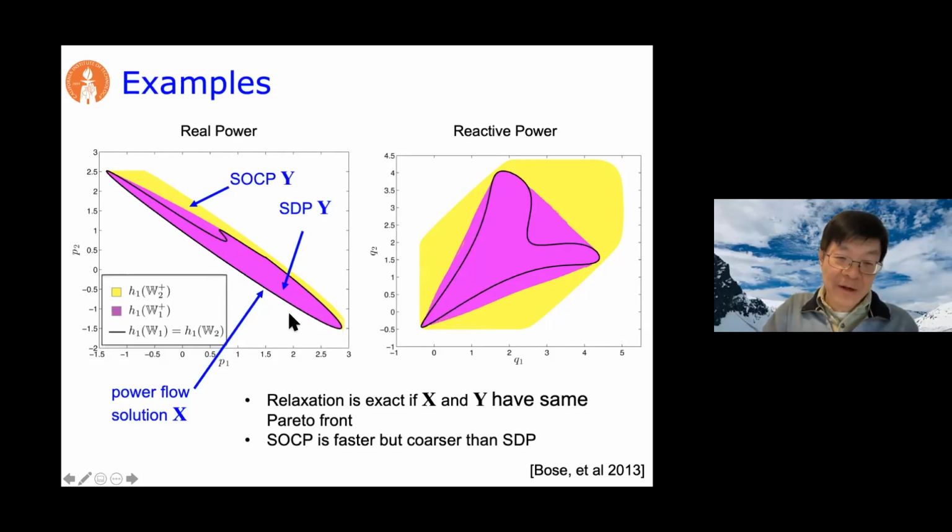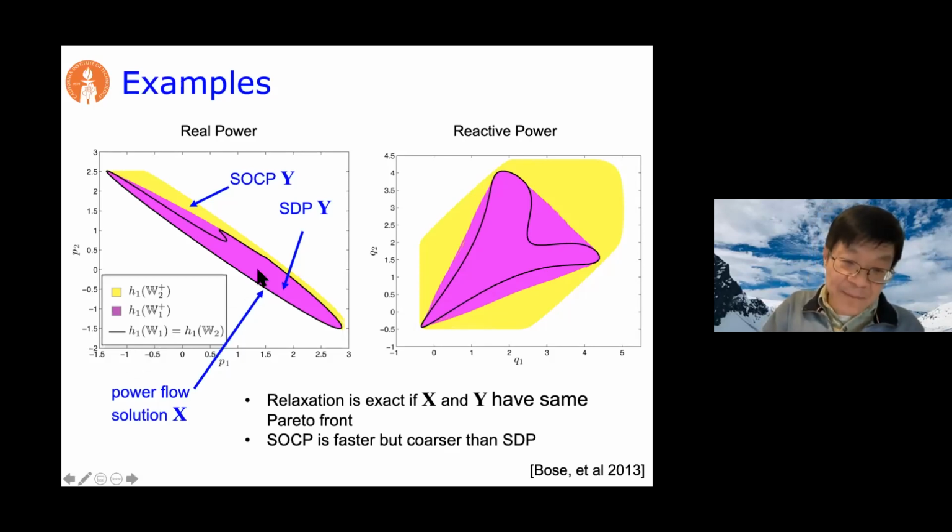And therefore, if the cost is such that this is the Pareto frontier, then minimizing the cost over the purple region will give you an optimal point that happens to be on the black line. And therefore, SDP relaxation or the chordal relaxation is exact. It will give you a global optimal solution for the original non-convex OPF problem.